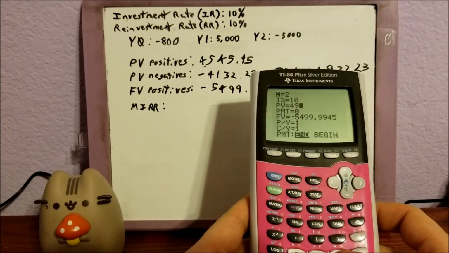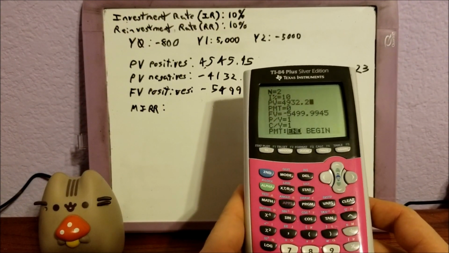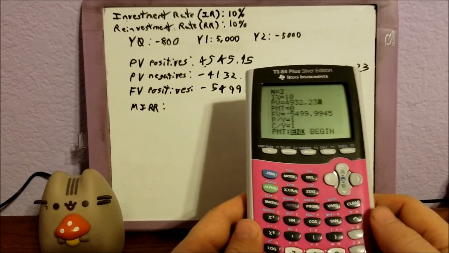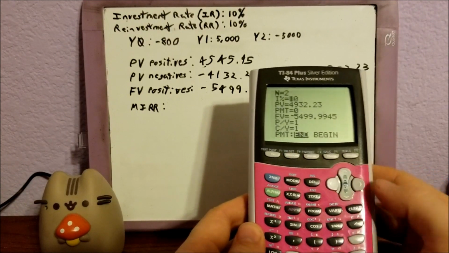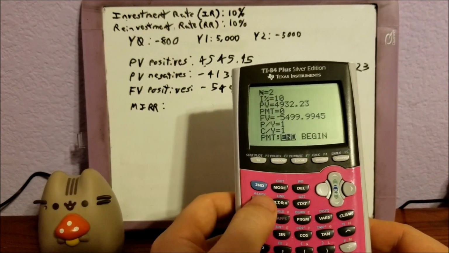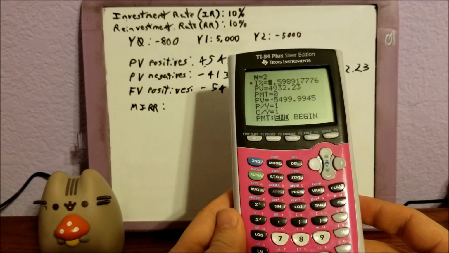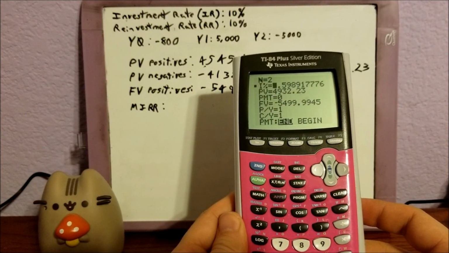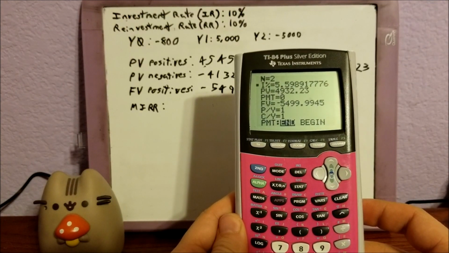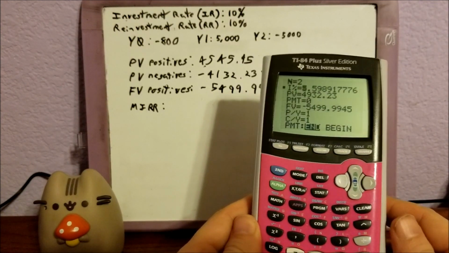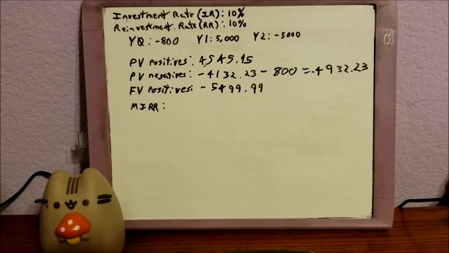So that's going to be 4932.23. Then we're going to go up to our interest rate, hit alpha, and solve. And that is our MIRR, 5.59 or 5.6.